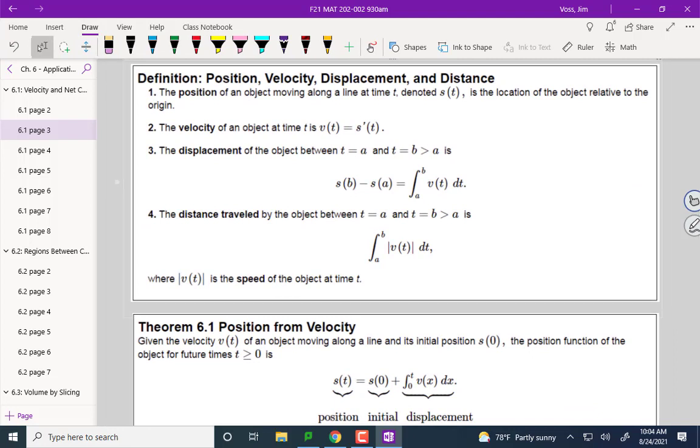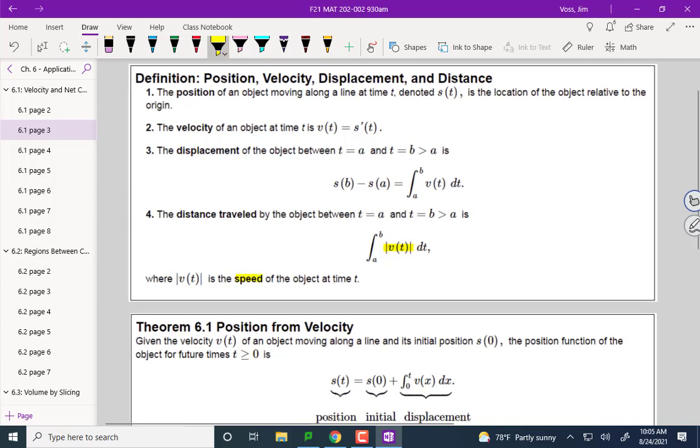So summary here, velocity is the rate of change of position, also known as the derivative. The displacement of an object between A and B, if B is bigger than A, is going to be s of B minus s of A, which is just the integral of velocity. And distance traveled is the integral of the absolute value of velocity. The absolute value of velocity is referred to as speed. So you integrate velocity to get displacement. You integrate speed to get distance traveled.